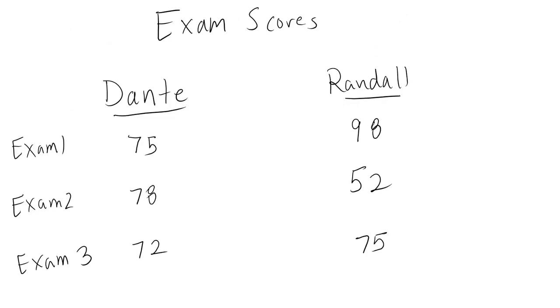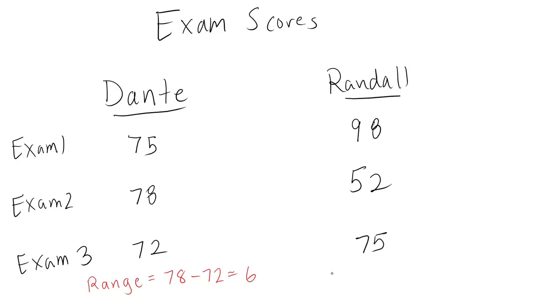Let's go back to the test scores for Dante and Randall and not look at them from the perspective of measures of center, but rather look at this range, a measure of variation. If we find the range for Dante, we identify his largest exam score, which was 78, his smallest exam score, which is 72, and we literally subtract them. The range for Dante's exam scores is 6. So on its own, that tells us that the difference between his largest exam score and smallest exam score is 6 points. But we can also use that to make comparisons between two sets of data.